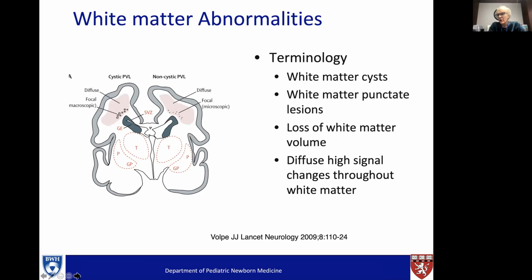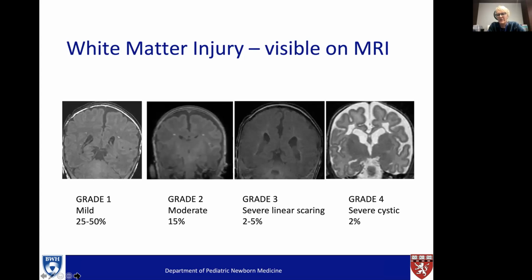White matter abnormalities are the commonest form of brain injury in the preterm, and they can take many forms, from cysts to these punctate lesions that you can see here distributed, loss of white matter volume, or diffuse high signal. And what does that look like? You can see here 4 grades of white matter injury shown. Either these subtle punctate lesions, so-called grade 1, or more severe punctate lesions, particularly when they lie in line with the posterior limb of the internal capsule, much more likely to have impairment of motor function. And then these 2 more severe forms, linear scarring or cysts from infarction, are rarer these days, but do still occur.